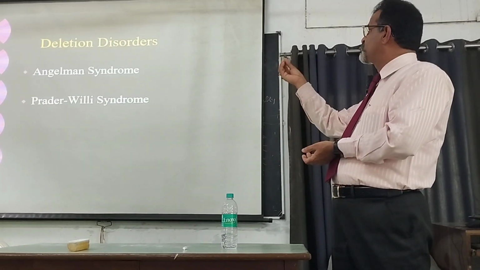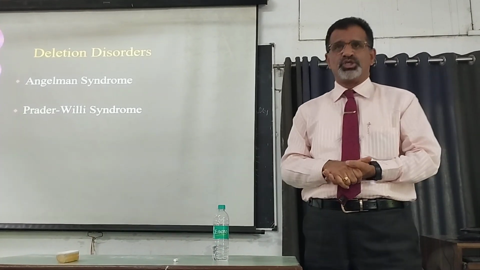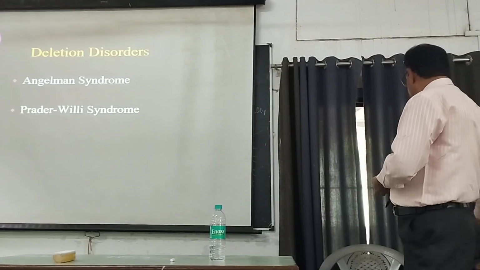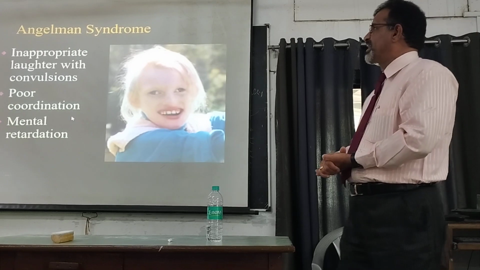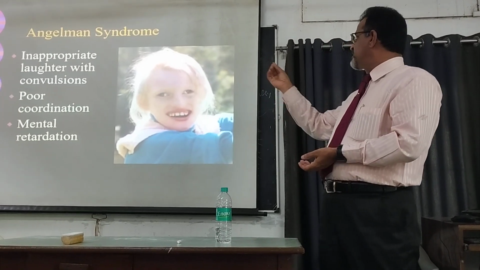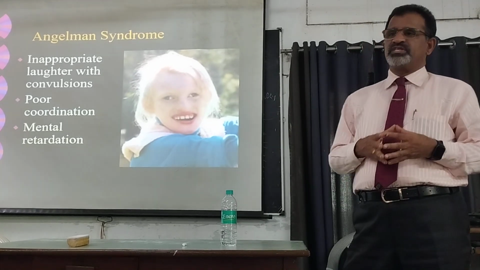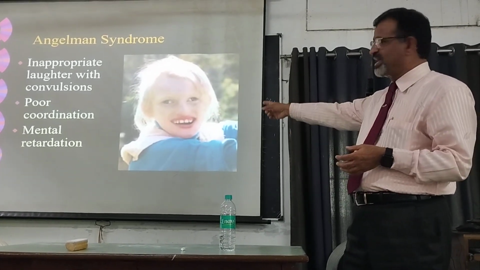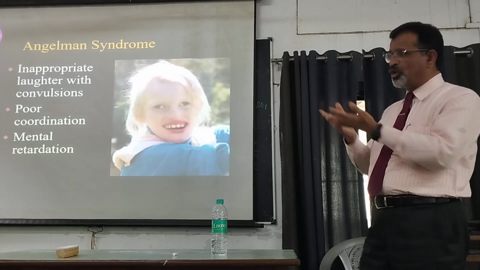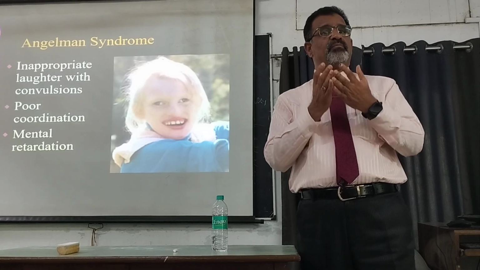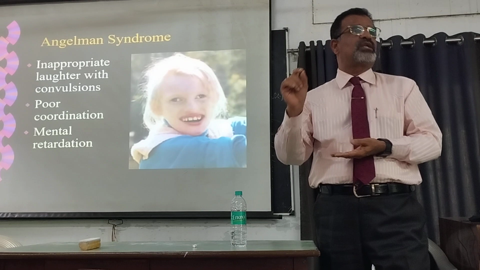Well, another two syndromes, disorders which we see here, are Angelman syndrome and Prader-Willi syndrome. These are called deletion syndromes. So here there is deletion. In case of Angelman syndrome, there is inappropriate laughter with convulsions. Convulsions means they get fits and they laugh like this girl. You can see this girl is suffering from Angelman syndrome. And there is poor coordination and there is mental retardation. Mental retardation means mentally they are not normal.